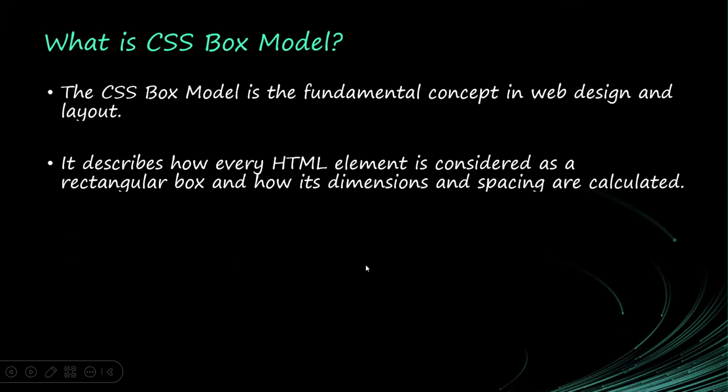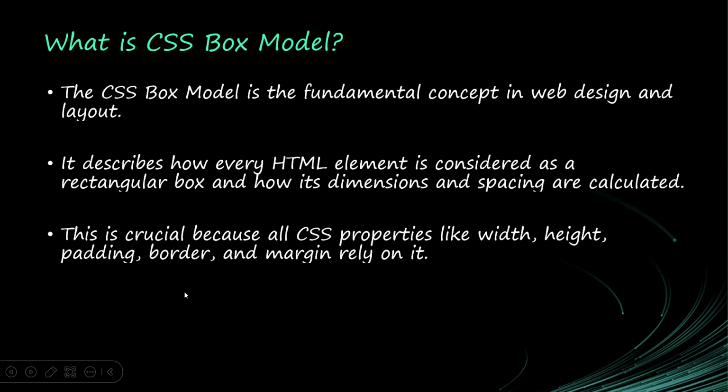Okay, so now it describes how every element is considered as a rectangular box and its dimensions and spacings are calculated. So with the box model, it describes how the HTML element is considered as a rectangular box and also how the dimension, the padding, the margin, the size, the height, everything is calculated. This is crucial because all CSS properties like the width, the height, the padding, the border, the margin rely on this. So if you don't understand this box model, presenting your elements would be difficult.